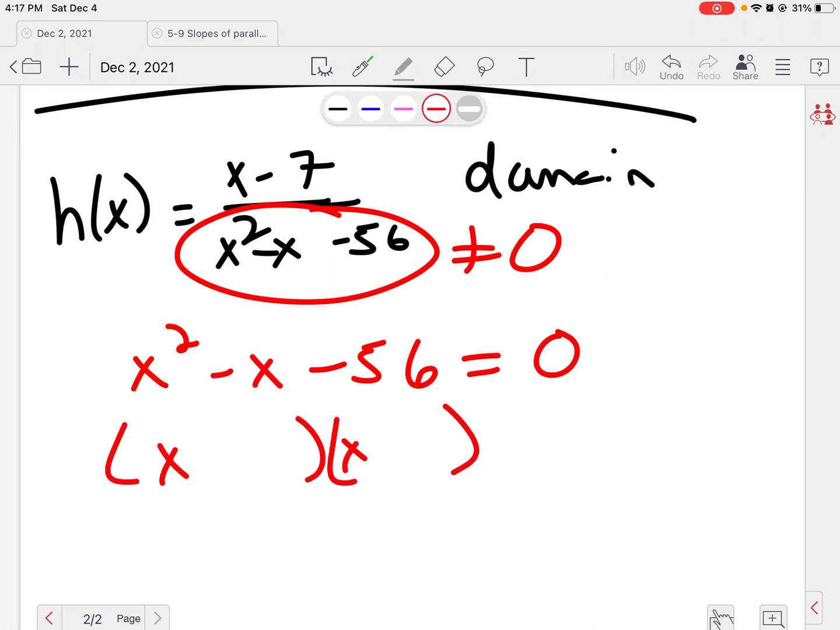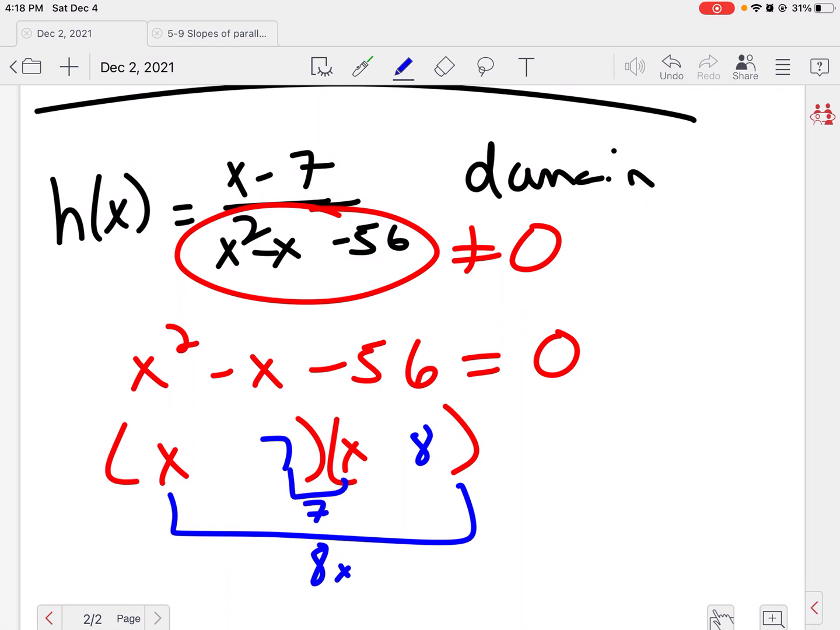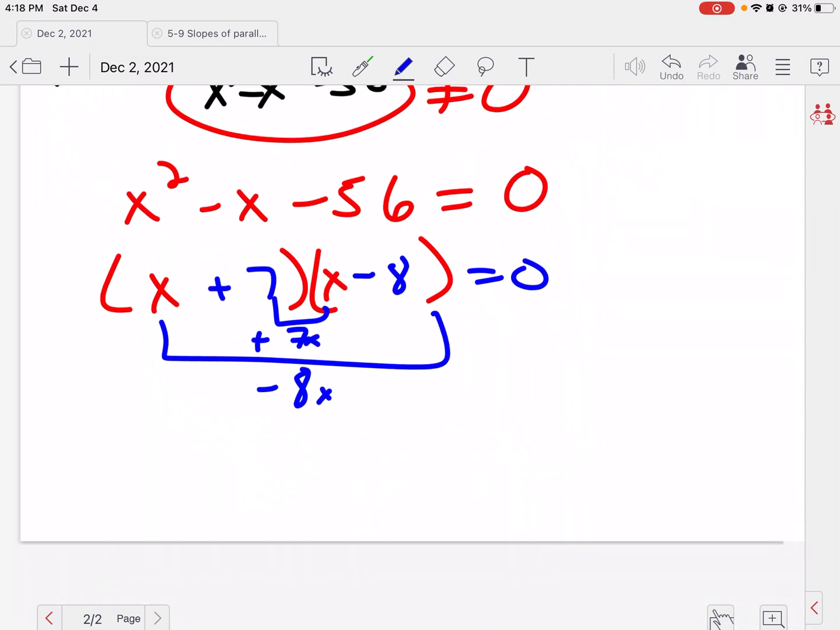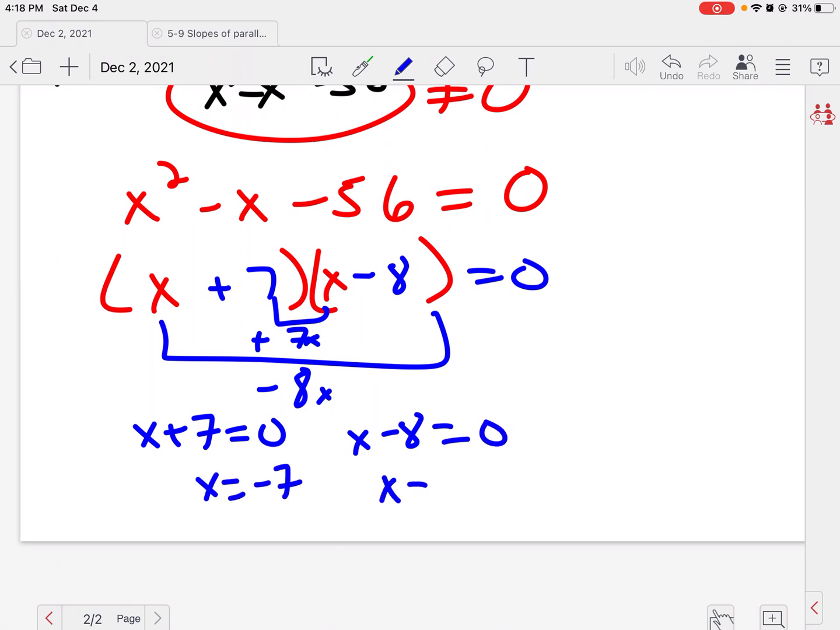And then I'm going to factor. So I know x squared is x times x. I know 56 is 7 times 8. So that gives me 8x and 7x. And I want a negative 1x, so I want a negative 8 and a positive 7 to give me negative 1. That would also give me my negative 56. And remember, we talked last week, we set each piece equal to 0 and solve. So I'm going to get x equals negative 7 and x equals negative 8.